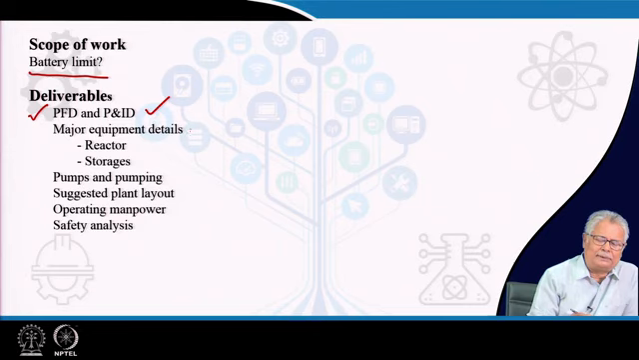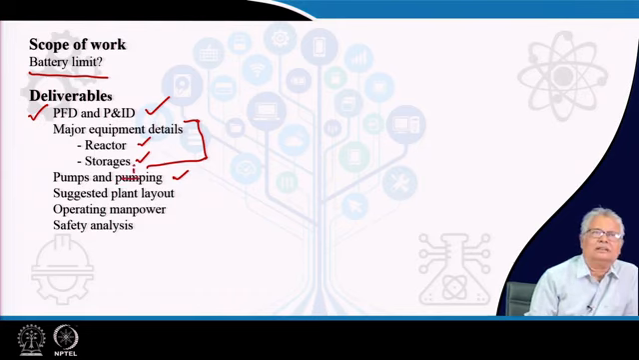The major equipment details have to be supplied, because it is basically a process package that you are going to design, and that would include the reactor and the storages, pumps and the piping, and you are definitely supposed to give out a plant layout, the operating manpower requirement for your plant. You know the plant best.